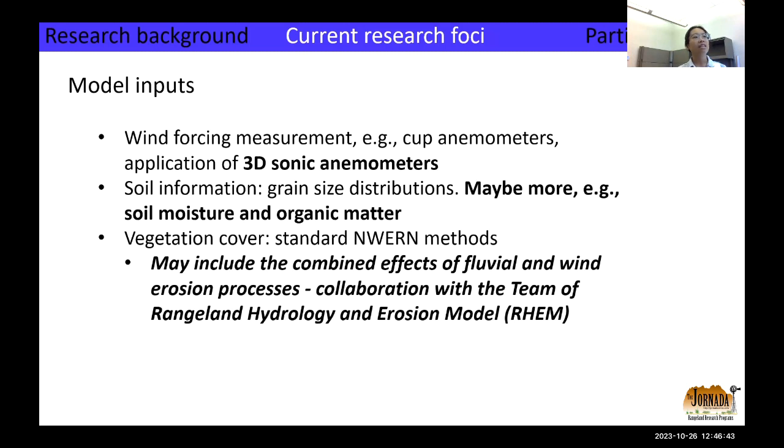Previously, our model mainly included the grain size distribution patterns. We are trying to work on including more factors like soil moisture or organic matter. For the vegetation cover, the input values are the measurements from standard National Wind Erosion Research Network methods. Right now, I'm thinking that maybe we can include more collaboration work with the team of the Rangeland Hydrology and Erosion Model to see the combined effects of fluvial and wind erosion processes.